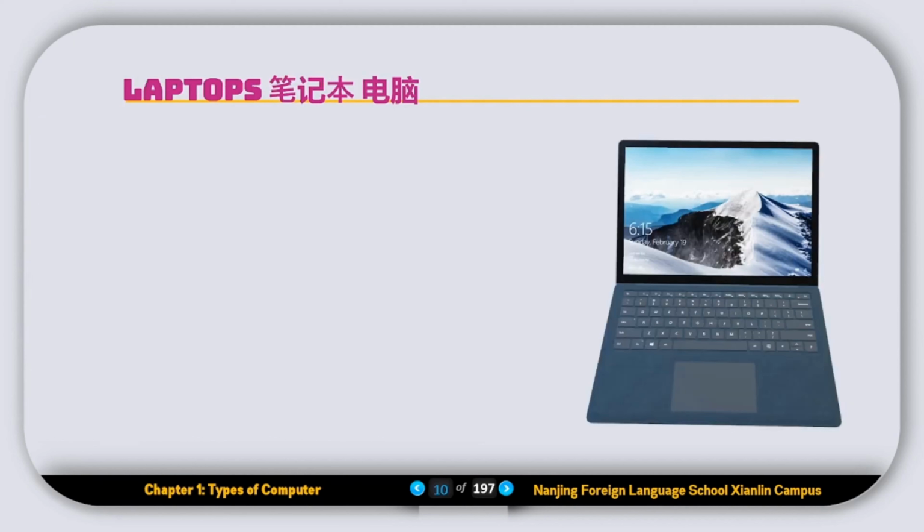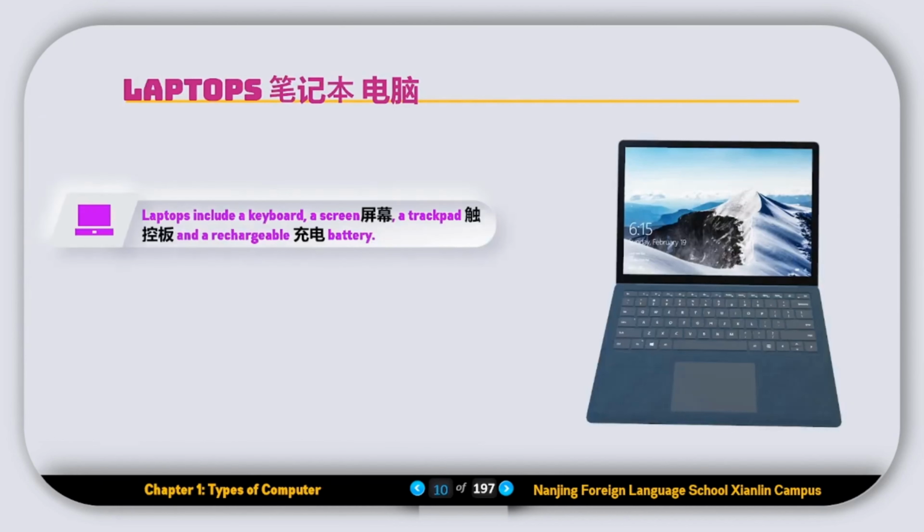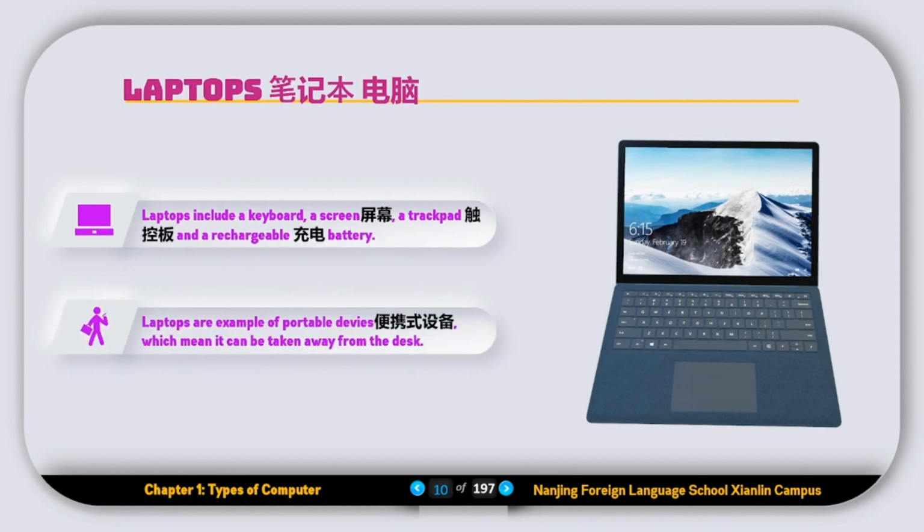The next one is called the laptop. Laptops include a keyboard, a screen, a trackpad, and a rechargeable battery. All those things are included inside the laptop. Laptops are an example of portable devices, which means they can be taken away from the desk. We'll discuss portable devices in future lessons.